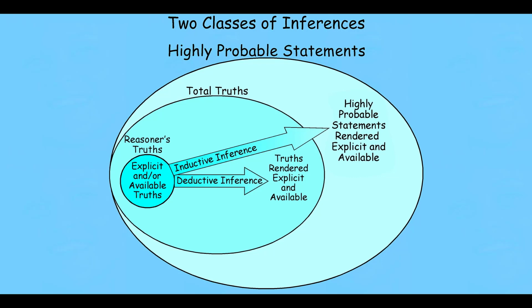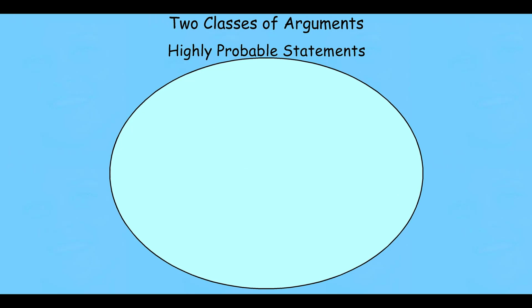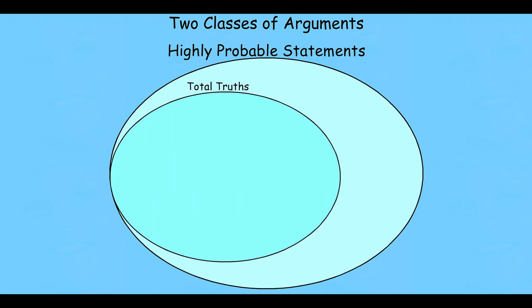But how is it that collections of statements can model this dynamic psychological process? Well, let's look again at our two classes of, this time, statements. Highly probable statements, given what the reasoner accepts as true, and guaranteed truths, given what the reasoner accepts as true. The reasoner, again, has a set of statements that they accept as true for the purposes of the argument.